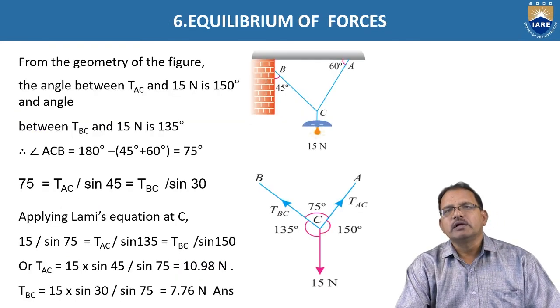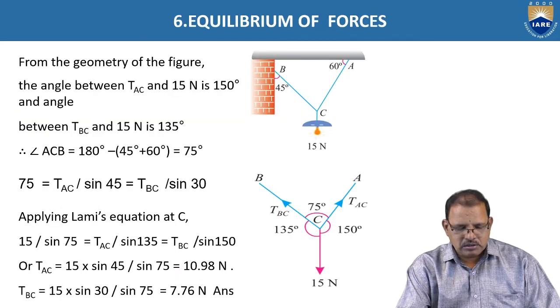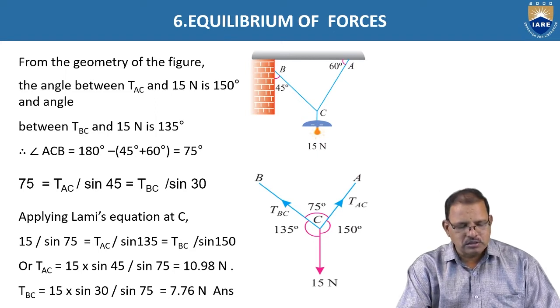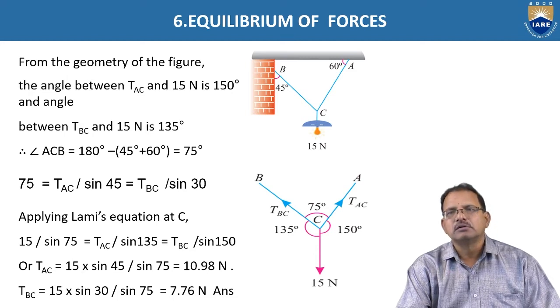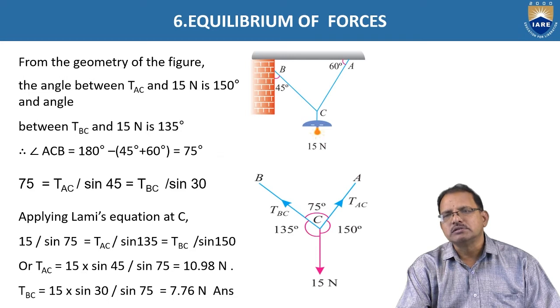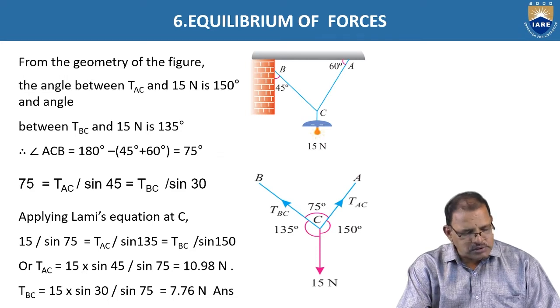And one more problem we are taking. Determine the tension in the rope TBC. In this problem, the lamp is hanged vertically downward with the ropes AC and BC shown in the figure. The weight of the lamp is given as 15 newtons. These problems can be solved by using two methods: by using Lami's equations, and again by resolving the forces along the x direction and y direction.